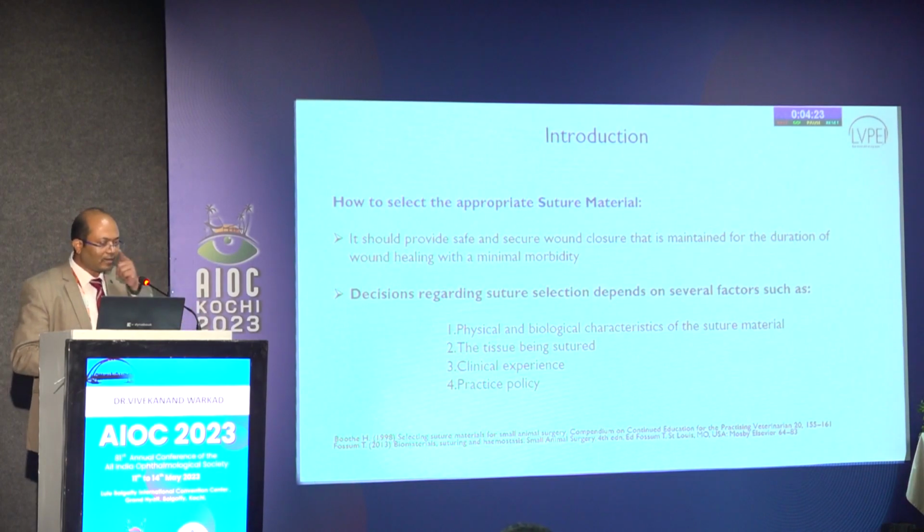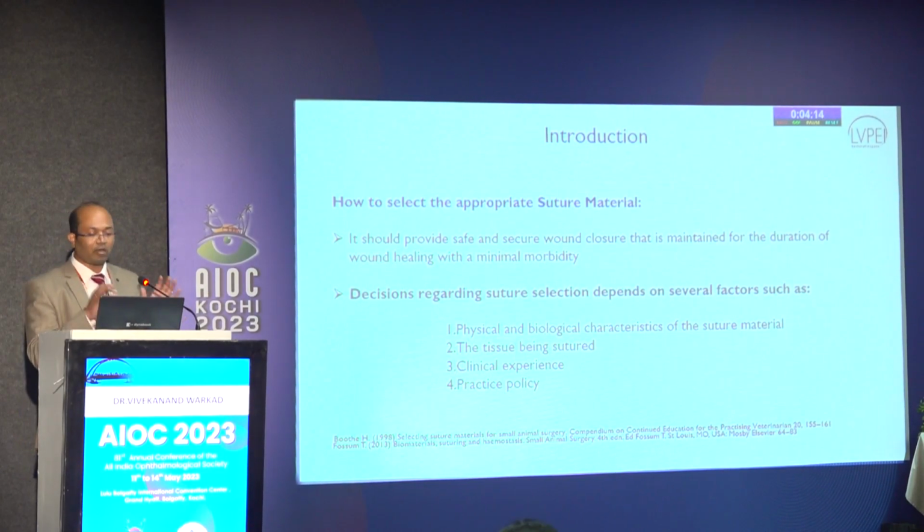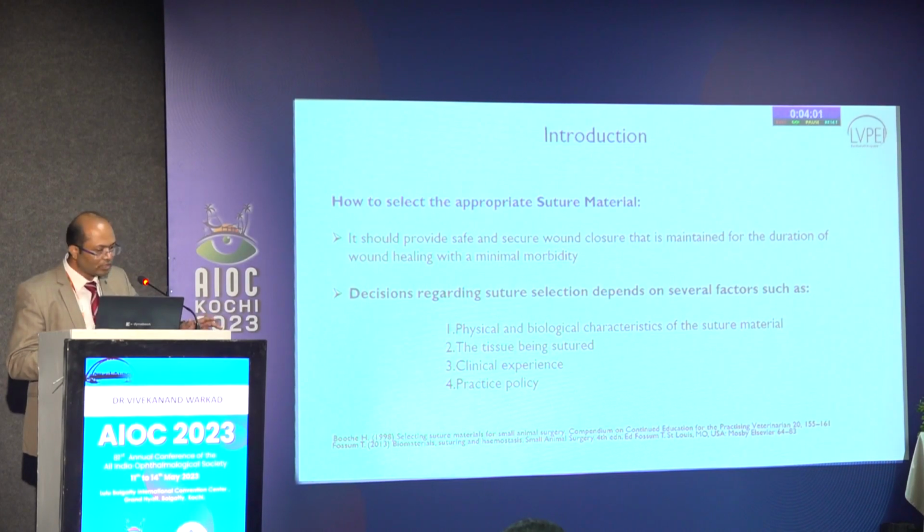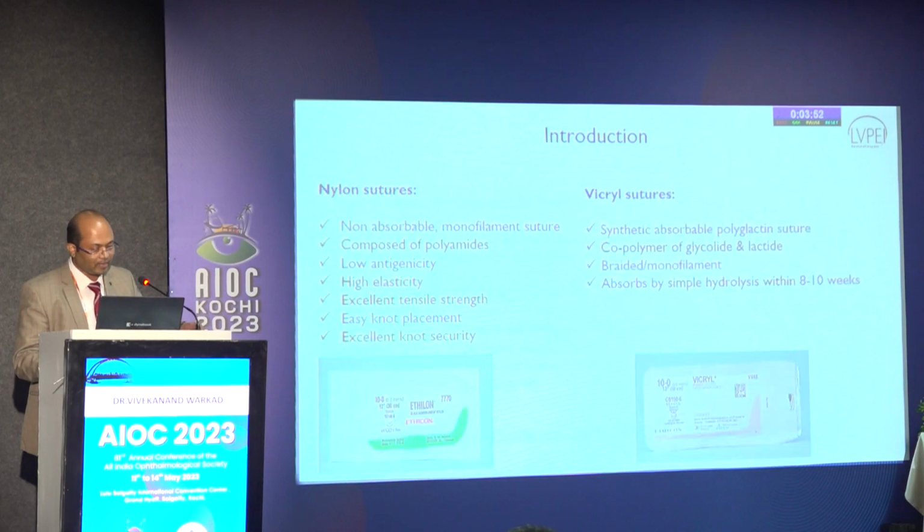Having said that, what suture material should one ideally select? It should provide a safe and secure wound closure that is maintained for the duration of wound healing with minimal morbidity. The decision regarding suture selection depends upon the physical and biological characteristics of that particular suture material, the tissue being sutured, the clinical experience of the operating surgeon, and also the practice policies of the institutional or non-institutional practice.